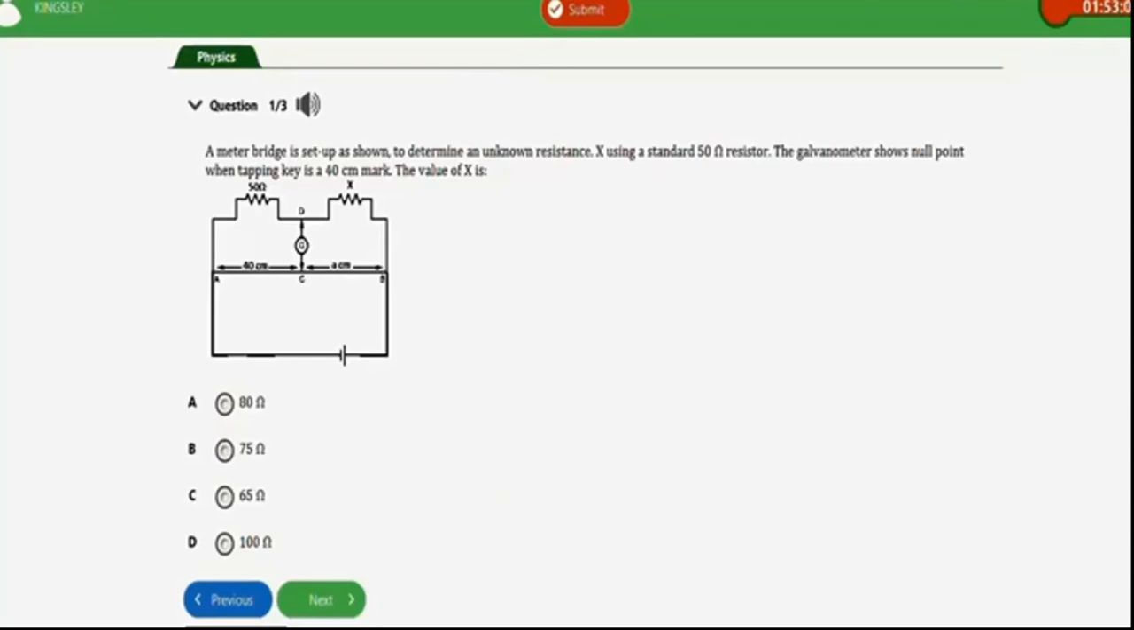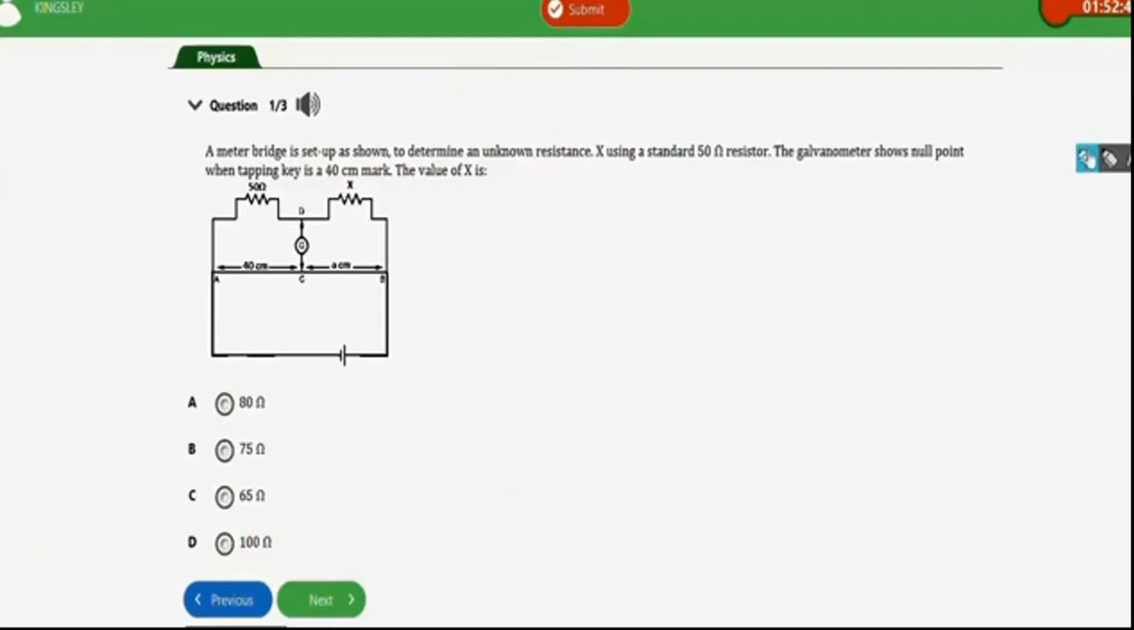Now before we begin to solve this question, let's know what a meter bridge is. For those of you that might not know, a meter bridge basically is a device used to determine the unknown resistance of a coil or any other material that is a conductor. So having known that, let's go ahead and solve this question.